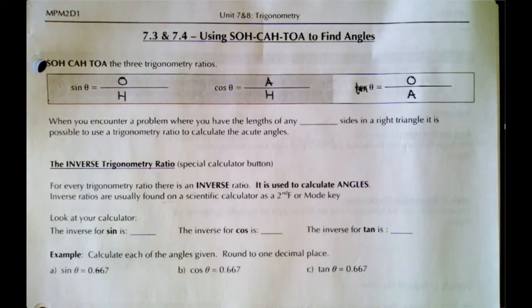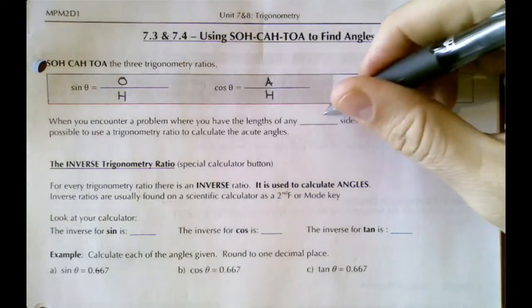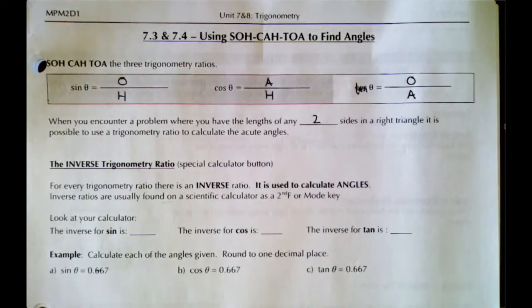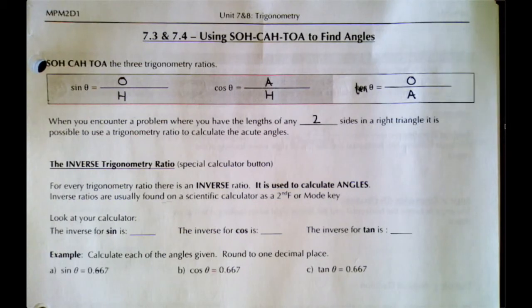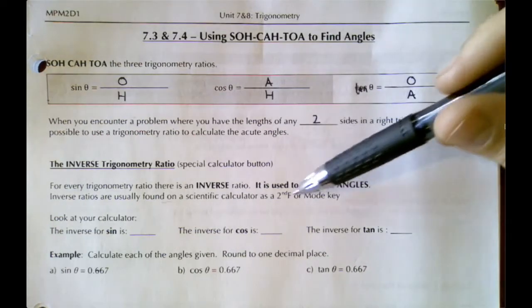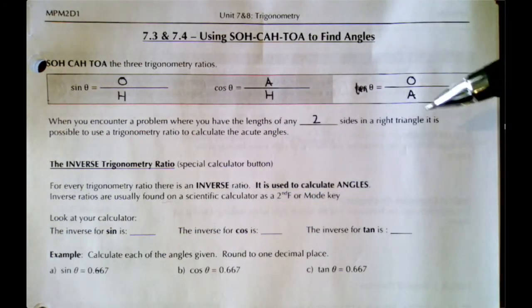Opposite over adjacent. Now, when you encounter a problem where you have the length of any two sides, it's possible to use trigonometry to find all of the angles. And you do that first by finding one angle. For every trig ratio, there's something called the inverse trig ratio, and we use the inverse trig ratio to find angles. The way you get the inverse ratio is you use the second function, or mode key, on your calculator.